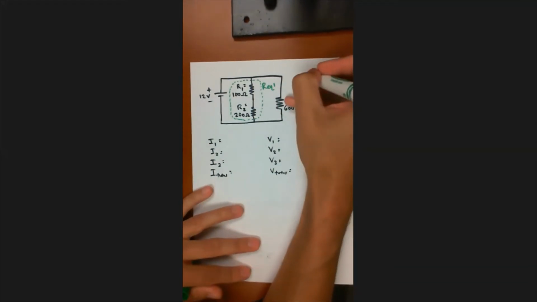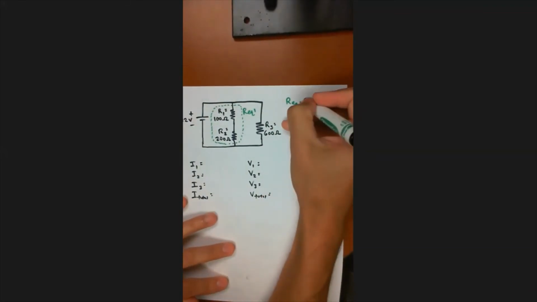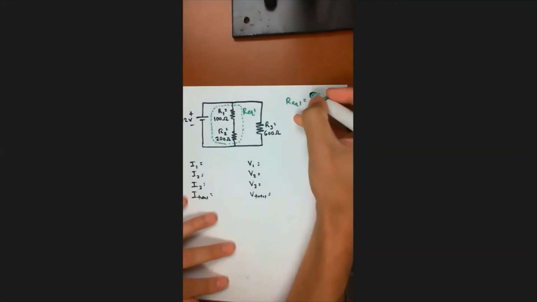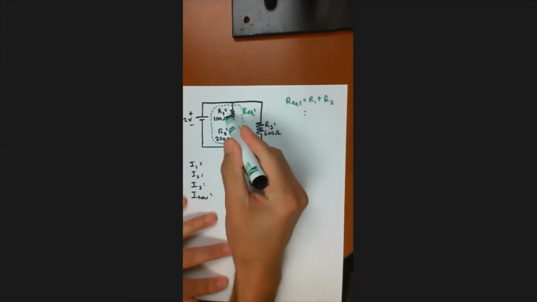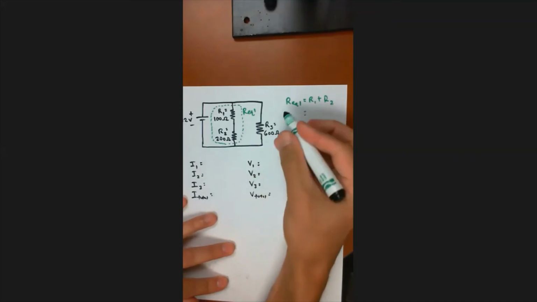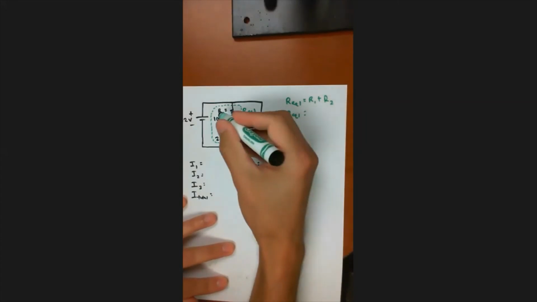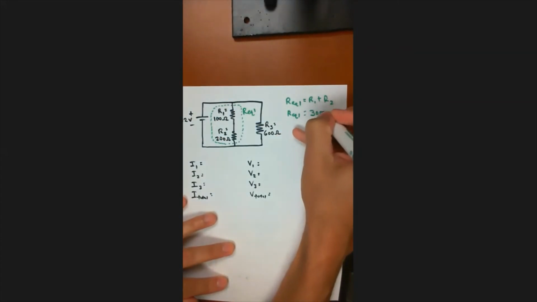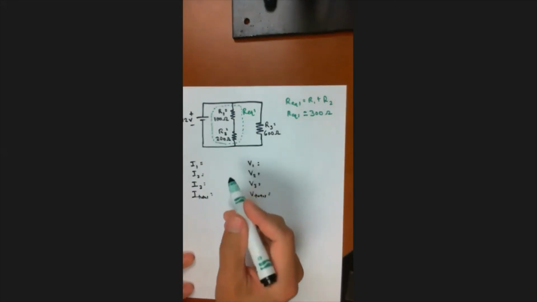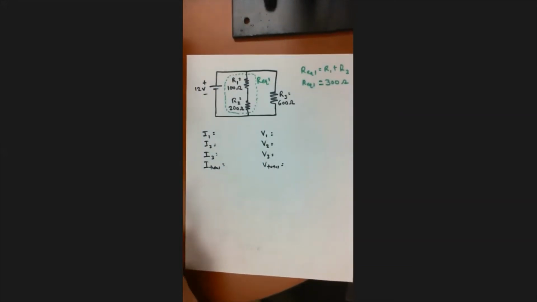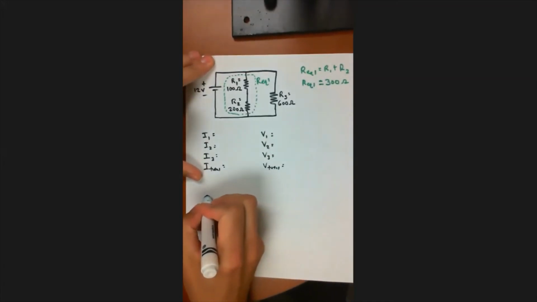And I can solve that pretty easily. R equivalent 1, can you see that? R equivalent 1 equals R1 plus R2. R1 is 100 ohms, R2 is 200 ohms, so R equivalent 1 equals 300 ohms. All right, and now you can actually redraw this circuit because we just simplified it. So now that circuit becomes something simpler.